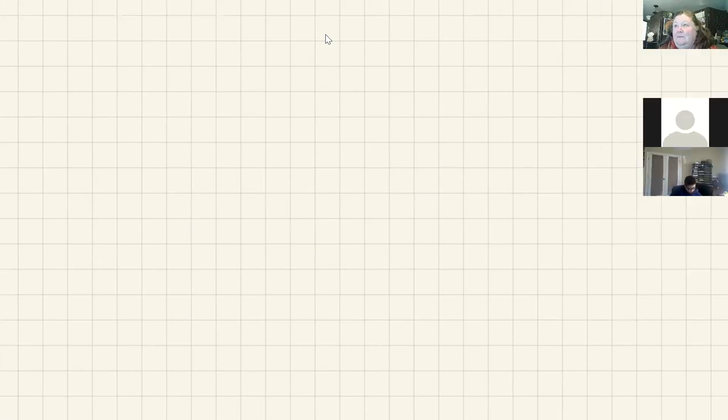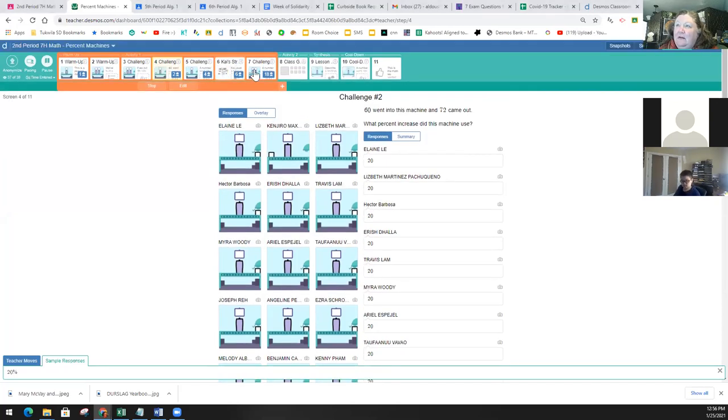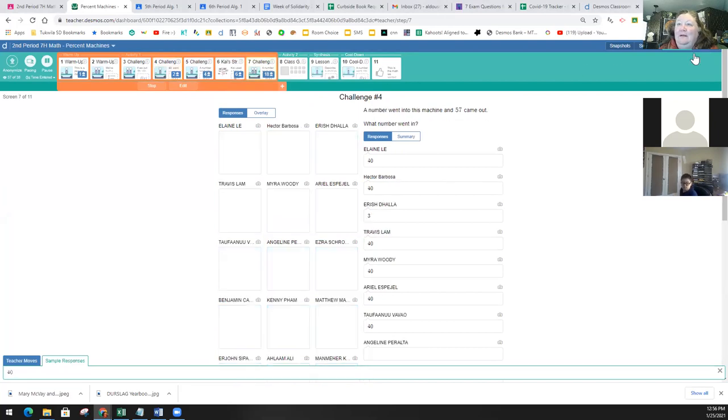How did other people solve this same problem I just looked at? 60 went into the machine and 72 came out. Because when I look at it, the percent increase, I see almost all of you with 20 as your percent. How did you find that 20? I was hoping to see some sharing in chat. I'll give it another minute. Okay, then let's get back to looking at the Desmos together. Oh, now we get some shares. There we go.